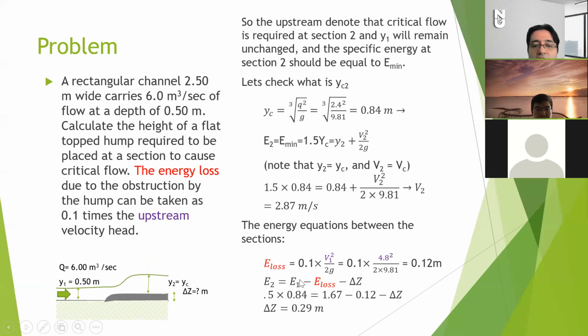Now we know the specific energy at point 1. We know the energy loss. We don't know delta z; it is supposed to be calculated. And also, we don't know the energy at point 2. So there are 2 unknowns. In order to solve this problem, we have to go and calculate the possible energy that we have.